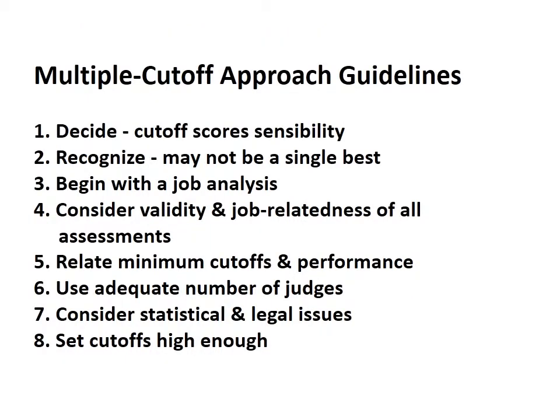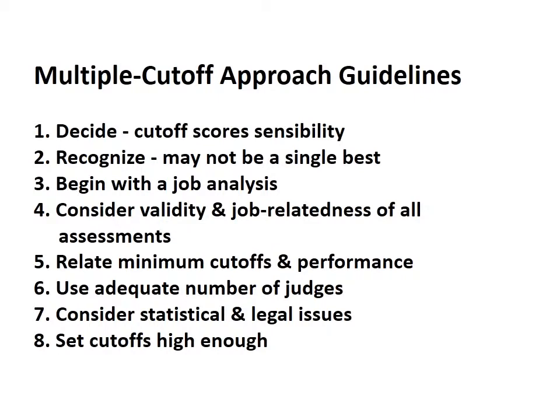So essentially just guidelines on using the multiple cutoff approach. When you're using cutoffs, you need to decide the cutoff score sensibly, usually data-driven, and usually based on the relationship between whatever predictor you're setting a cutoff score on and performance. Recognize that there may not be a single best cutoff score and that you're actually looking at a series of cutoff scores usually in the process. All cutoff scores and predictors should, of course, be based on a job analysis so that you can clearly tie this predictor to job performance, as shown by both the job analysis and hopefully validity data showing the link between that predictor and actual performance.